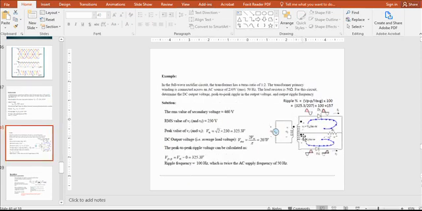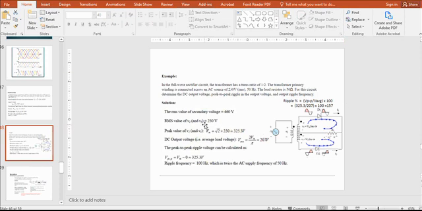This is the midpoint full wave rectifier with a center tapped transformer. Here the transformer has a turns ratio of 1:2. The transformer primary winding is connected across the AC source of 230 volts and 50 Hz. The load resistance is 50 ohm. Determine the DC output voltage, the peak to peak ripple in the output voltage, and the output ripple frequency.